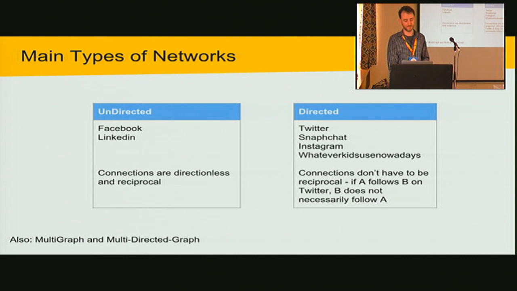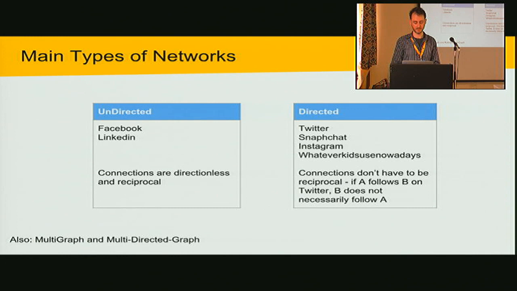Some main types of networks: there are undirected ones, or simple ones. Facebook and LinkedIn are a common example. So connections are mutual and reciprocal. If I'm your friend on Facebook, you're also my friend on Facebook. And there are also directed networks like Twitter, Snapchat, Instagram, whatever the kids are using these days, where if I follow you, it doesn't mean that you necessarily follow me. So there could be a direction to that network.